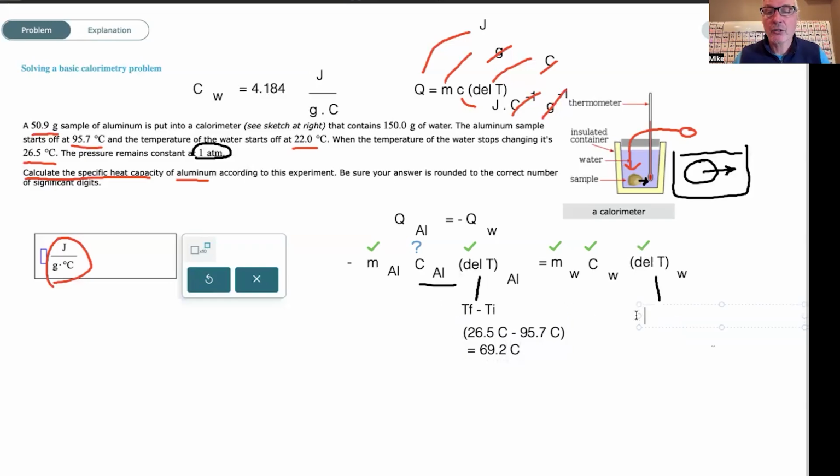Okay. Let's do the delta T of the water. T final minus T initial. The final is the same for both of these because that's what happens: they both end up at the same temperature, 26.5 degrees C, minus 22.0, which was what the water was according to the problem. And so that would be 4.5 degrees C. Now, you'd look at it and you say, hey, that water changed by a lot less than the aluminum did. And that would be very much expected. Let me explain why.